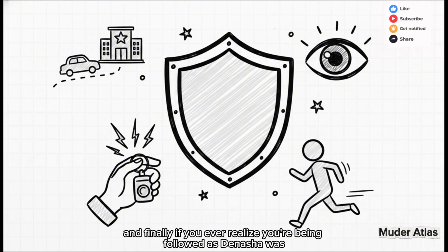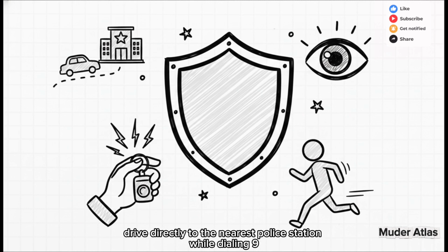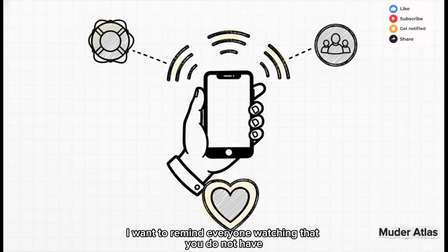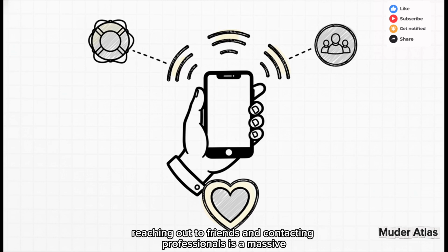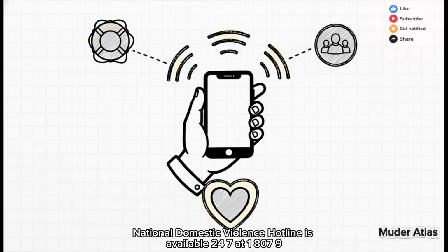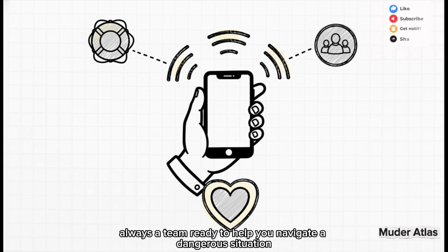And finally, if you ever realize you're being followed, as Dinasha was, do not drive home. Drive directly to the nearest police station while dialing 911. And crucially, I want to remind everyone watching that you do not have to face stalkers or abusive partners alone. Utilizing support systems, reaching out to friends, and contacting professionals is a massive, critical safety step. The National Domestic Violence Hotline is available 24/7 at 1-800-799-SAFE. That's 1-800-799-7233, or you can go to thehotline.org. There is literally always a team ready to help you navigate a dangerous situation.